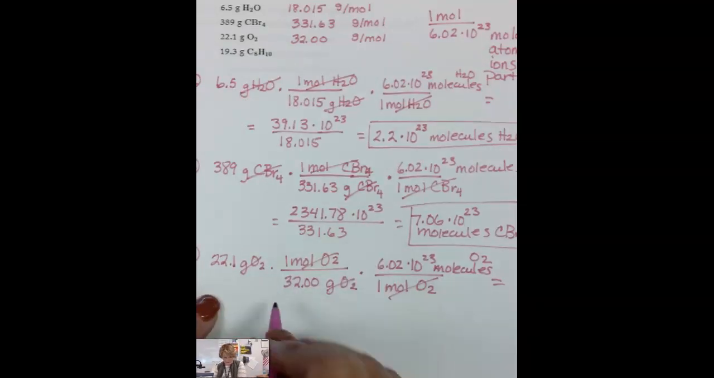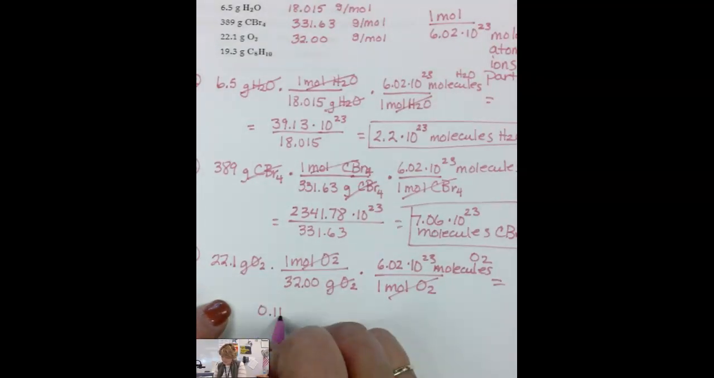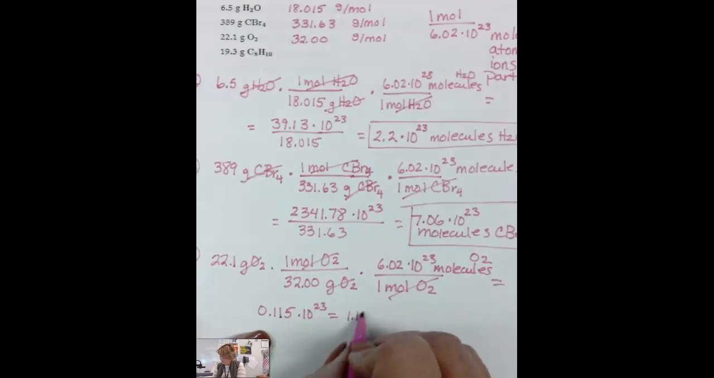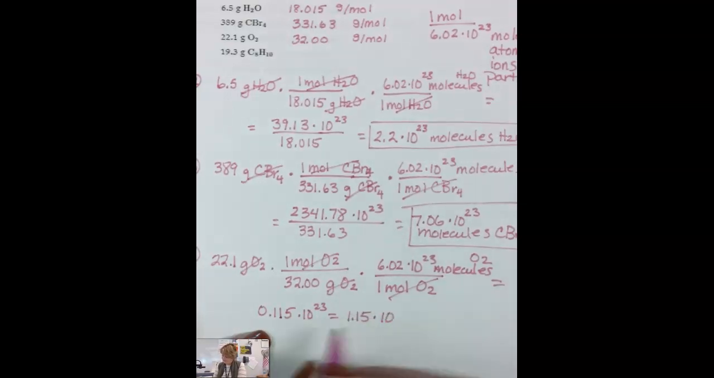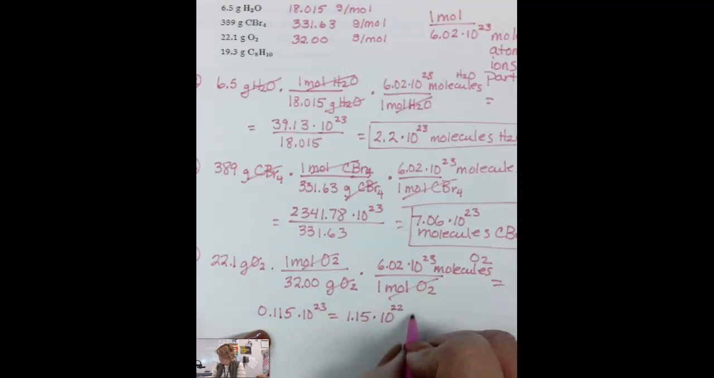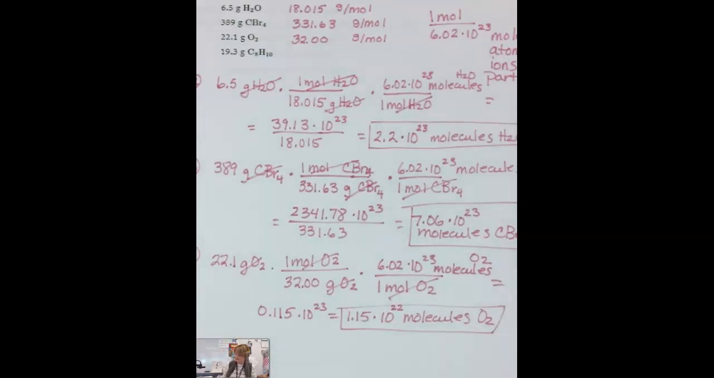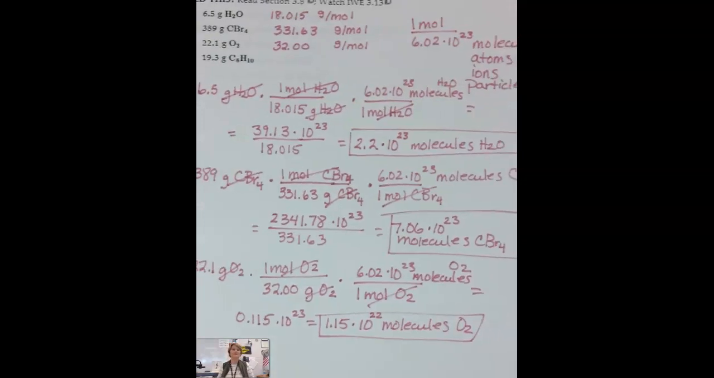Okay, so when I put all my numbers in, I got 0.011, I need 5 times 10 to the 23. Again, you probably put yours in different. So 1.15 times 10 to the 22nd. Okay, again, check my math for me. Always when I try to do some things in my head, I mess up. Okay, check that and see if I got it right. Let me know if I got it wrong.